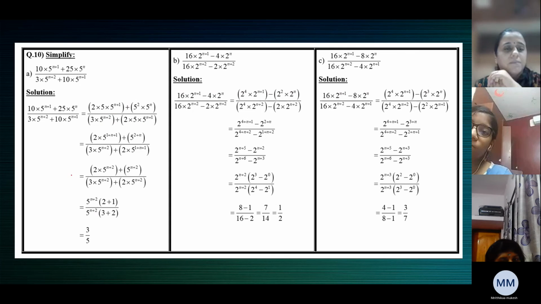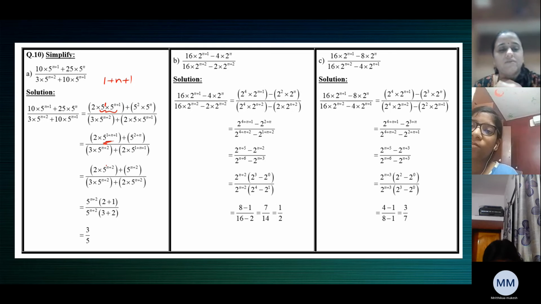The next step, here you can see it's multiplication. Bases are same, 5, 5, and it's multiplication. So we add the powers. There is no power, meaning there's 1 there. So it will be 1 plus n plus 1. 5 to the power 1 plus n plus 1.